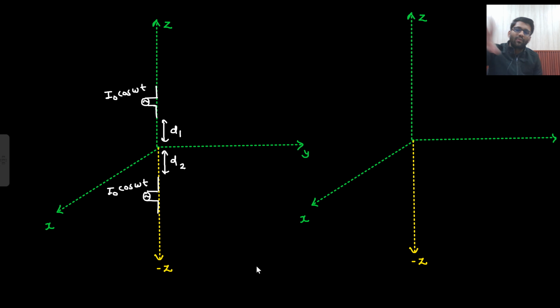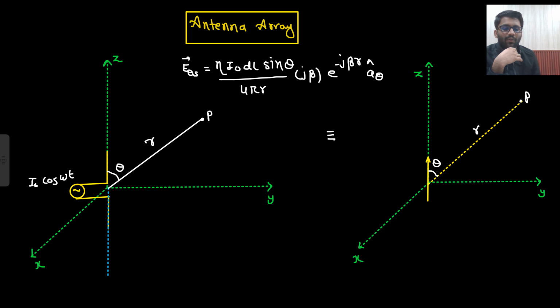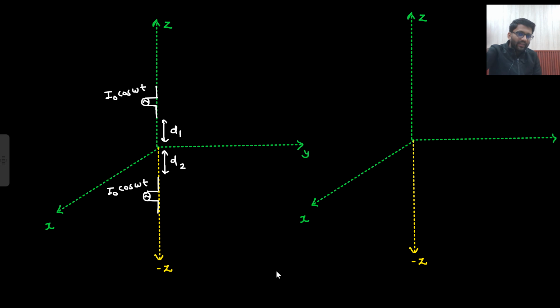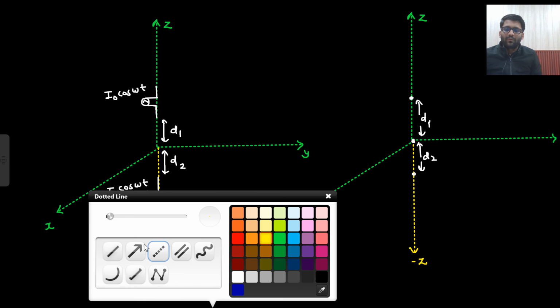Now from here onwards we are starting our antenna array. Till now we were seeing one antenna. Now there are two antennas. One antenna is placed at D1 height from the origin, and one antenna is placed downward at D2 height from the origin. So one antenna is placed here and one antenna is placed here. This is your D1 and this is your D2. Okay. So how will I make it?